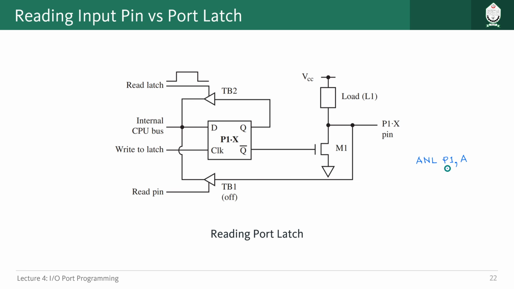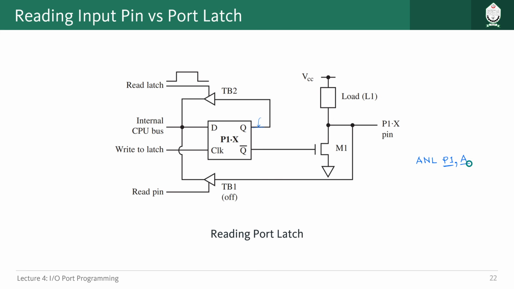So ANL P1, A. For this case, what will happen? First of all, it will activate the read latch of tri-state buffer 2, okay? And obviously we will have something here from the previous instruction, maybe something stored in our port 1 in this pin. That value will be coming through this path to the internal bus, and that will come to the CPU.